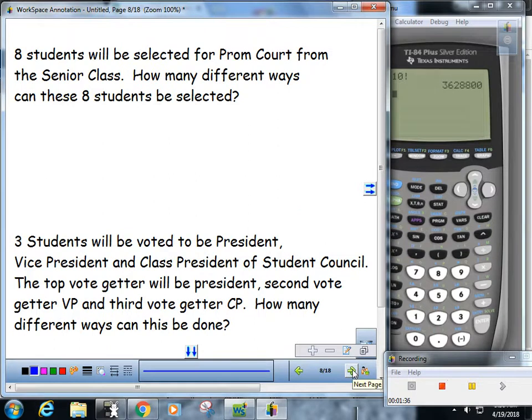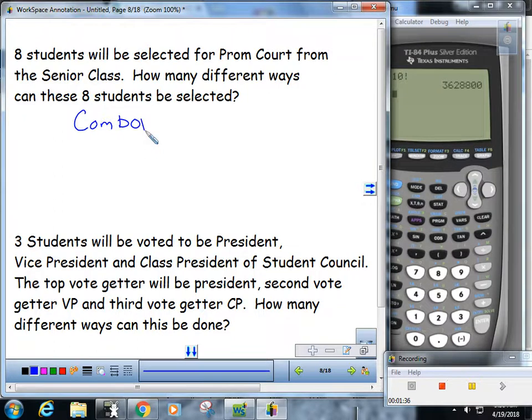8 students will be selected for prom court from the senior class. How many different ways can these 8 students be selected? You're either selected for the prom court or you are not. Order does not matter. So this is a group of people. That makes that a combination. Groups of people are combinations.